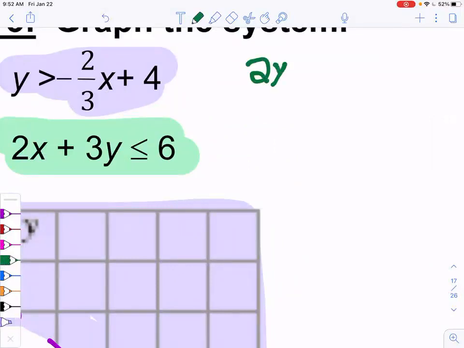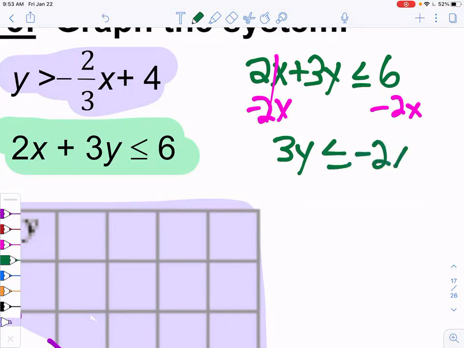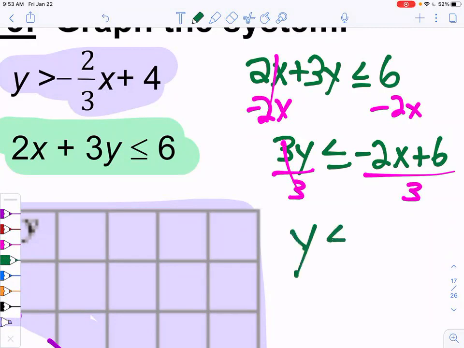So we get 2x plus 3y is less than or equal to 6. So we're going to solve like we have been solving for the last 2 months. Subtract over 2x. We get 3y is less than or equal to negative 2x plus 6. And then our last step is we divide by 3. Do we flip the sign here, Haley? No.